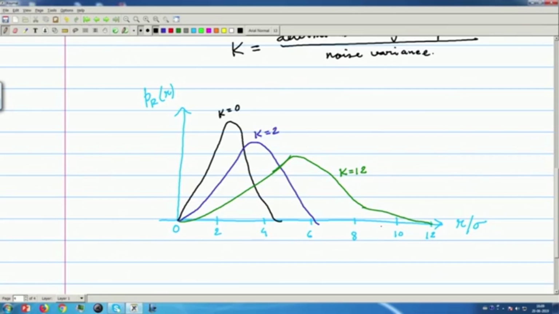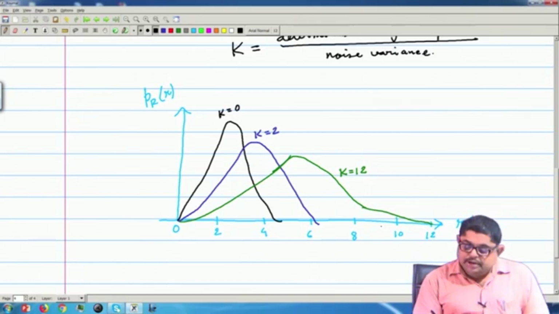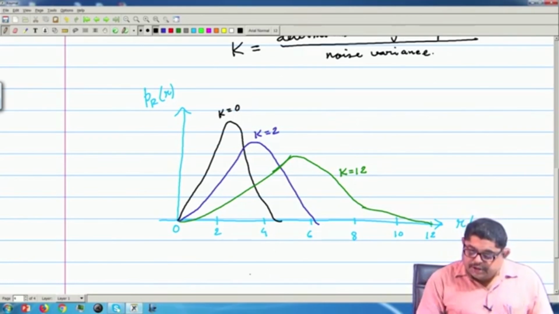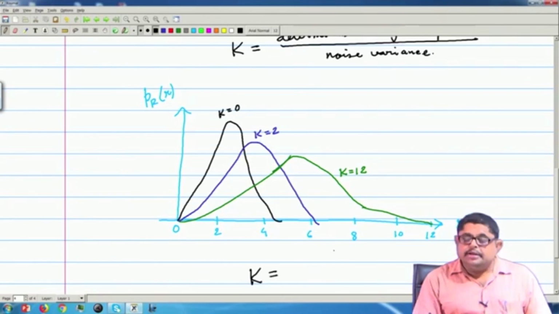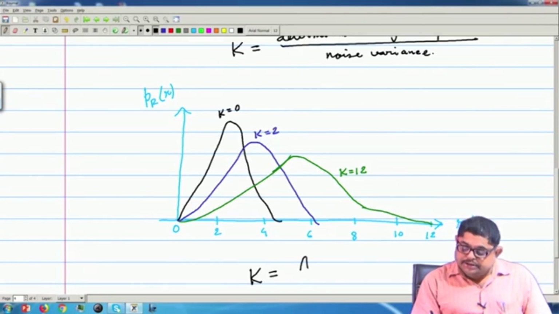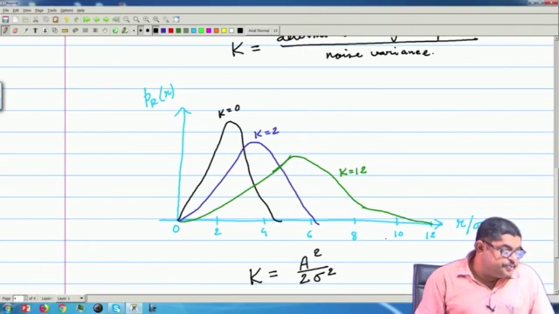Now, suppose the signal is a cosinusoidal signal, that means sine or cosine type, then we can write the expression for the value of k. The signal has amplitude A, with the cosinusoidal variation, so the deterministic signal power is A square by 2, and the noise variance is sigma square. So, A square by 2 sigma square is basically k. By that, these plots are obtained.